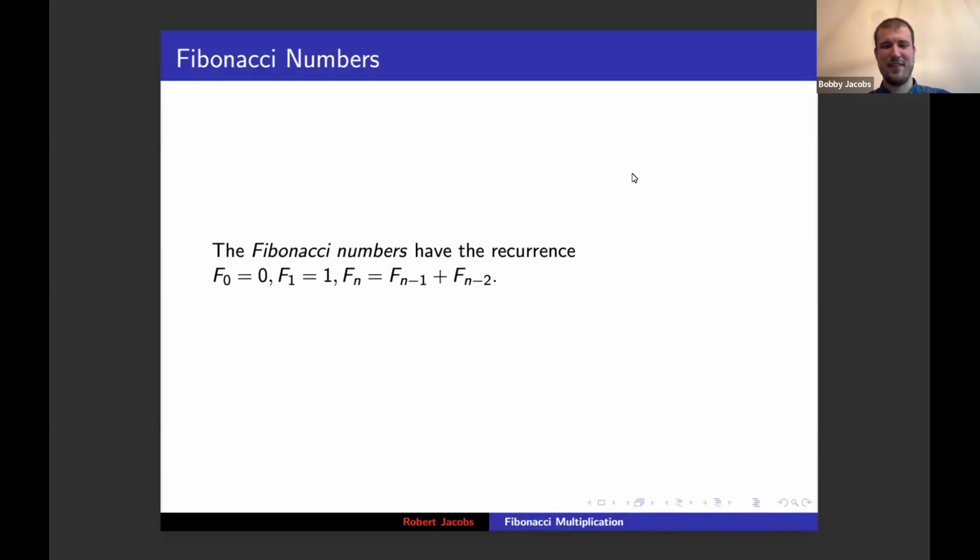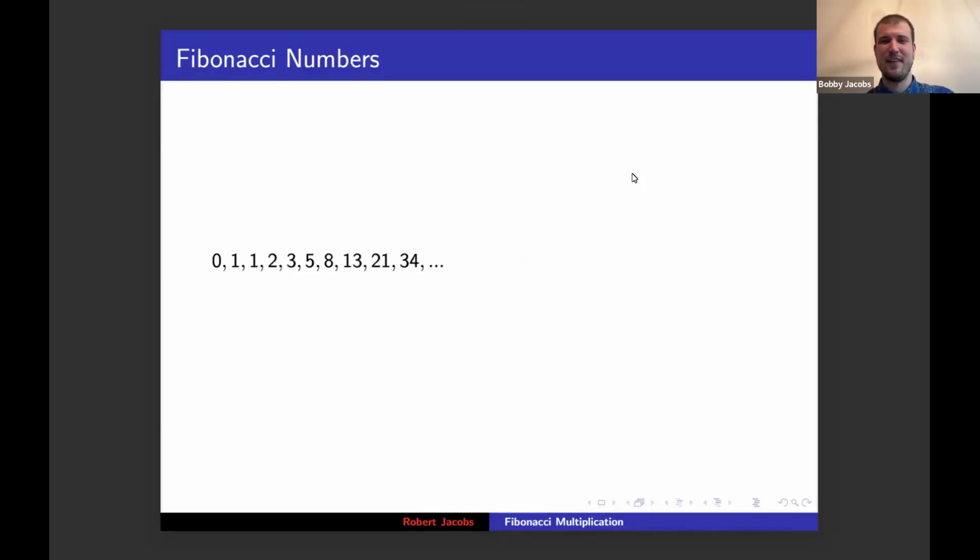You basically start out with 0 and 1. To get the next number, you just add the last two numbers. And then you get this sequence: 0, 1, 1, 2, 3, 5, 8, 13, 21, 34. Here, 0 plus 1 is 1, 1 plus 1 is 2, 1 plus 2 is 3, 2 plus 3 is 5, and so on.